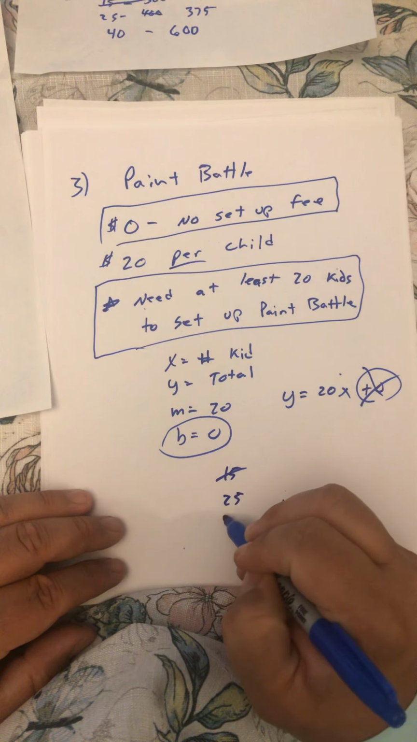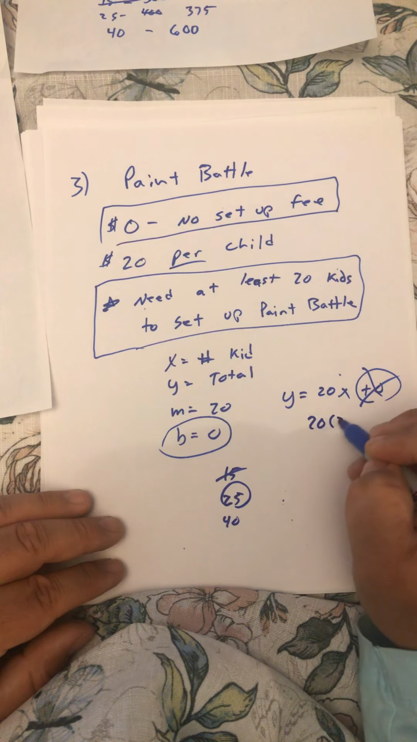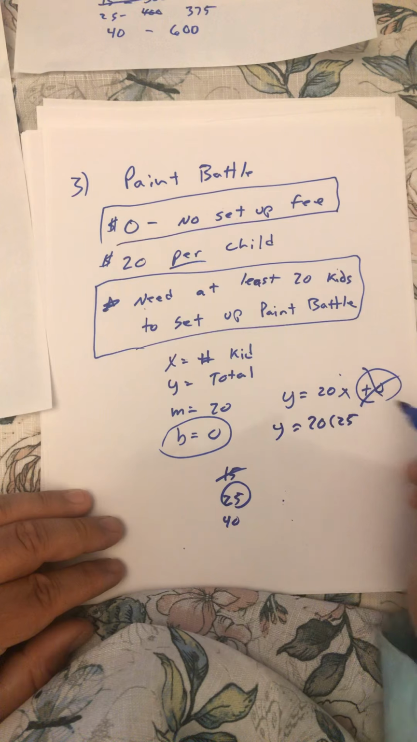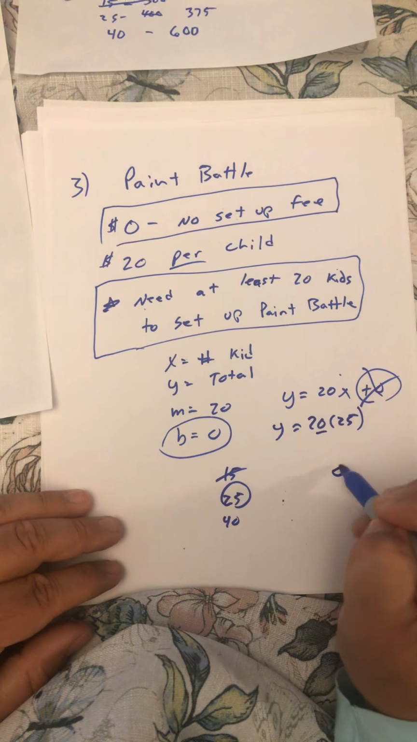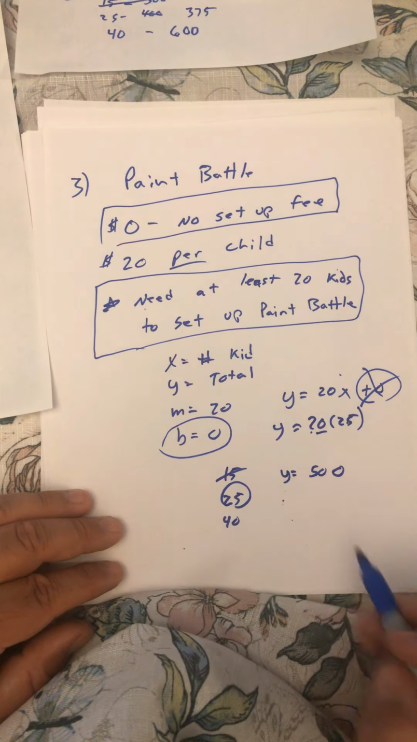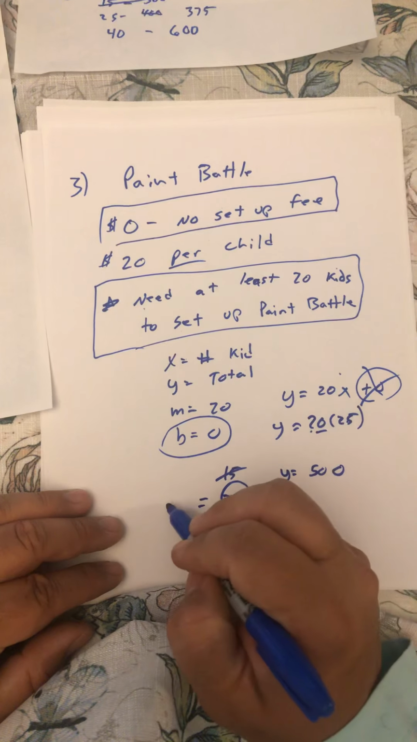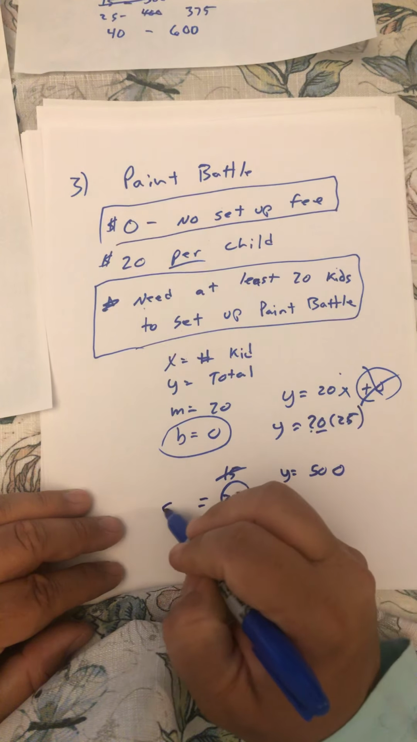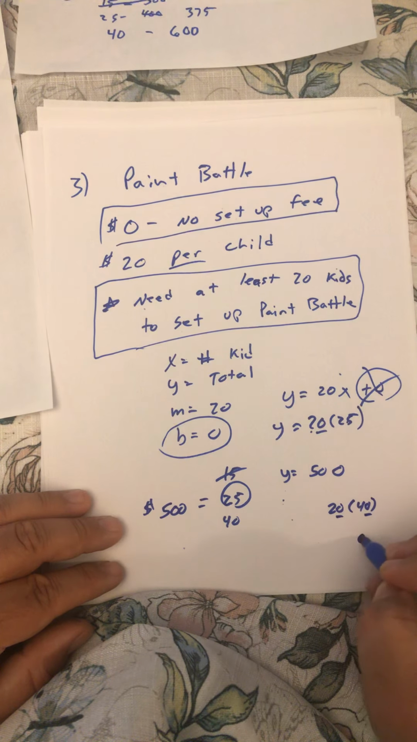So we have 25 and we have 40. So I put my 25 in for the input. And doing the math with these, I know it's going to end up with a 0. And then it's just 2 times 25 is 50. So for 25 kids, it's going to equal $500. And then I do another one where it's 20 times 40, and then I know there's going to be 2 zeros there, and then it's just 2 times 4, which is 800.